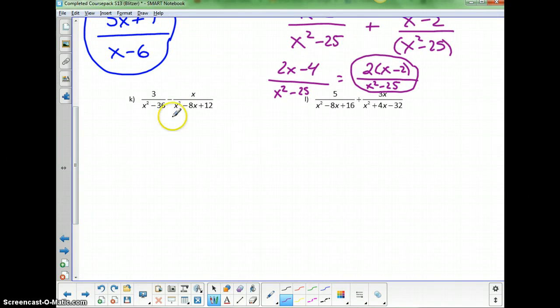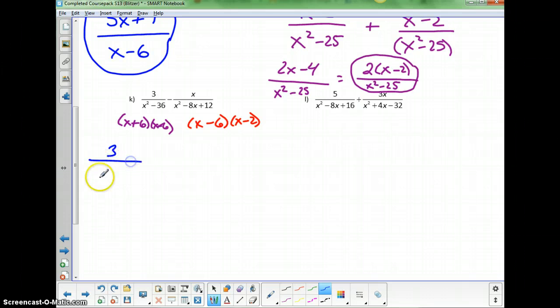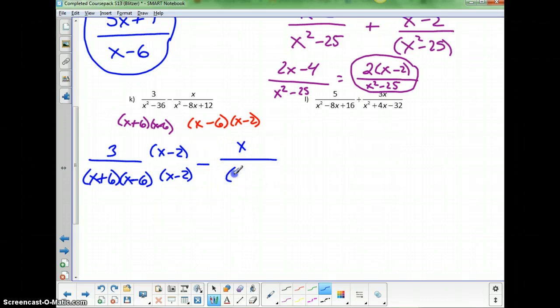So let's look at the last two examples. This one factors as x plus 6, x minus 6. The other one factors as x minus 6 and x minus 2. So my common denominator is going to have an x plus 6, an x minus 6, and an x minus 2. So we'll start off with 3 over x plus 6, x minus 6. And multiply by x minus 2 on top and bottom. Then we have the x times the x minus 6, x minus 2 times x plus 6 on top and bottom.